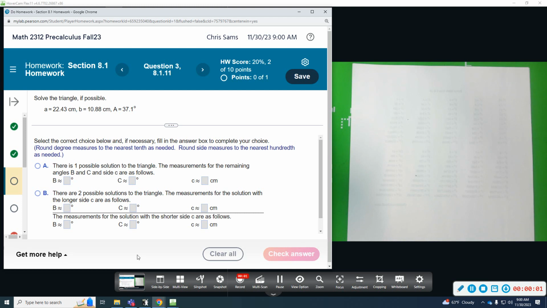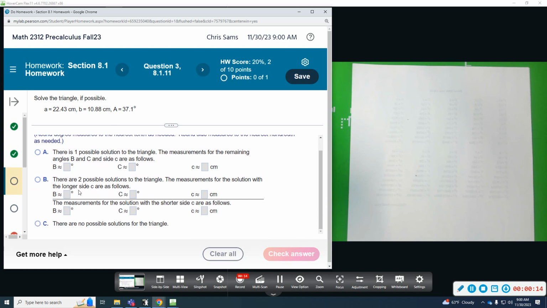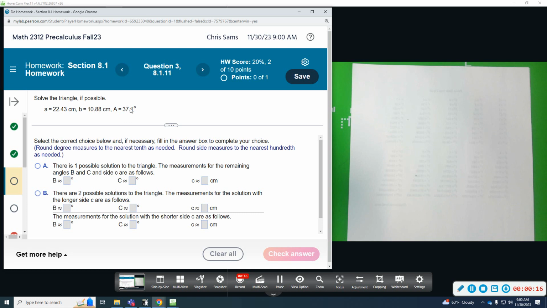All right, number 3, we want to solve this triangle if possible. So in this example, we are given 2 sides and one angle. So we probably will be looking at the ambiguous case again, where we have 2 possible solutions anytime you have 2 sides.